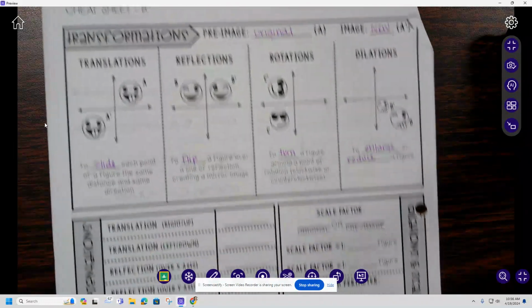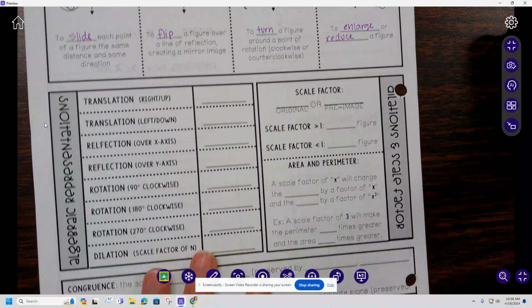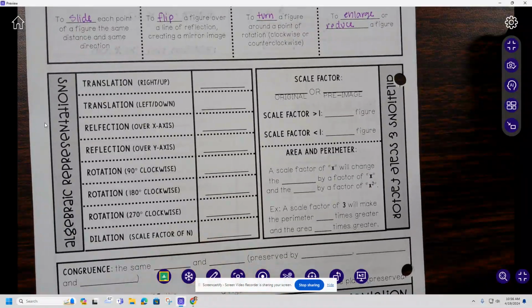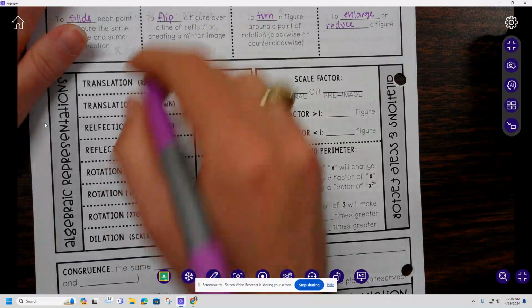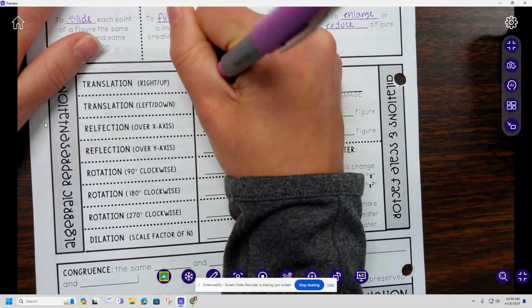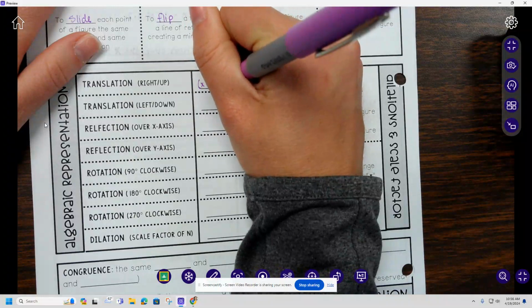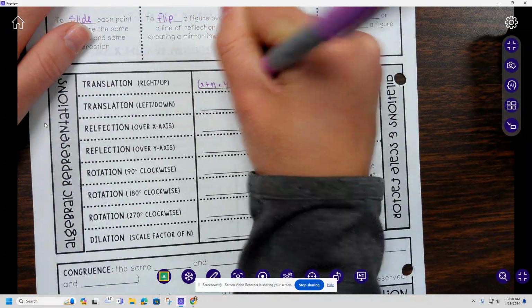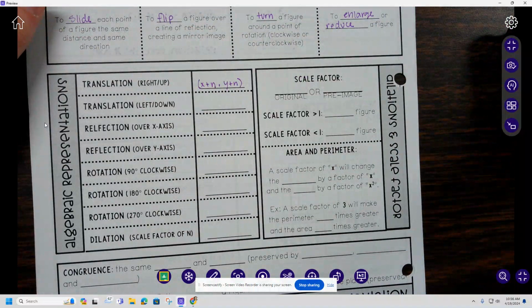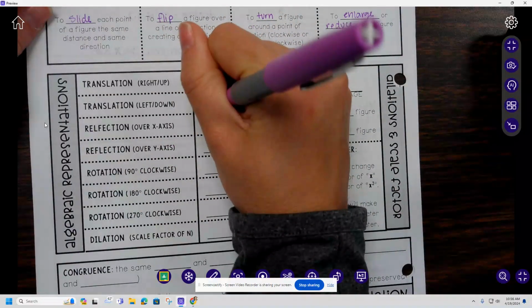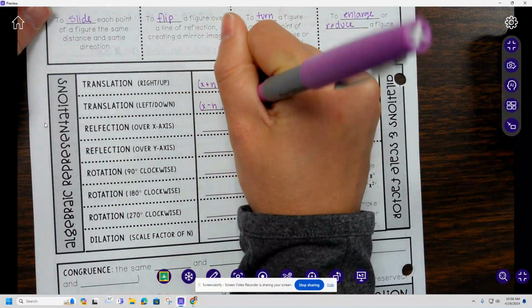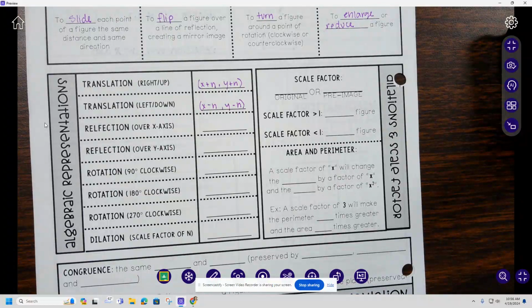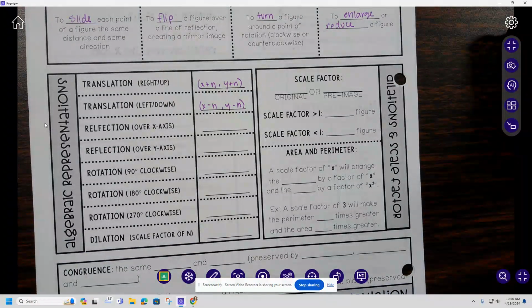All right, algebraic representations of these different types of transformations. So for a translation, we have x plus n, y plus n, where n would be the number of units. A translation left and down could result in x minus n or y minus n. So when you go to the negative, so left or down, that's going to be minus. And when you go right and up, that's going to be plus or addition.